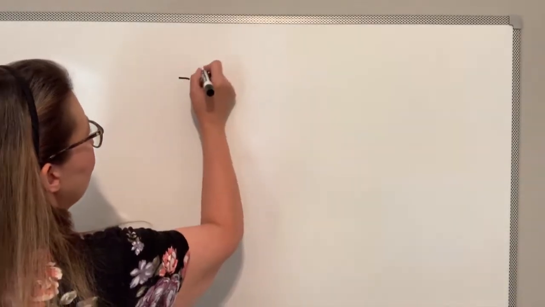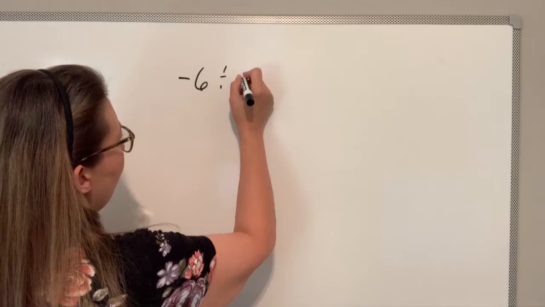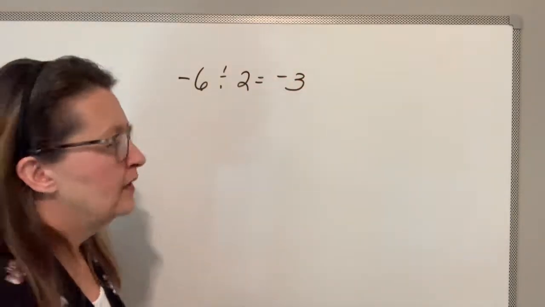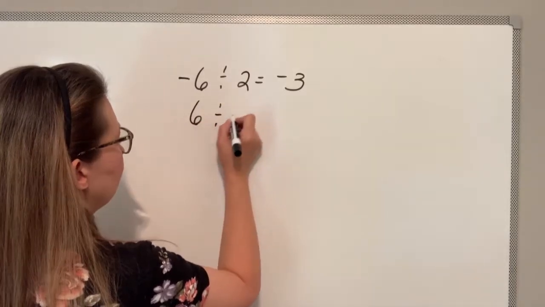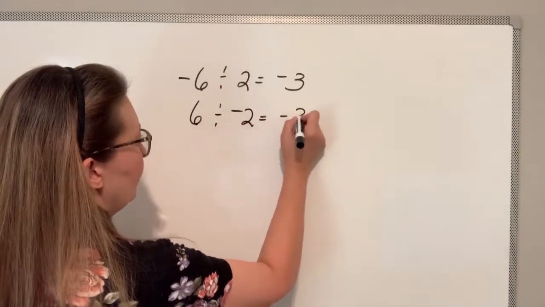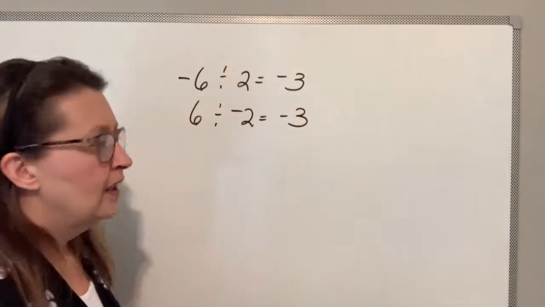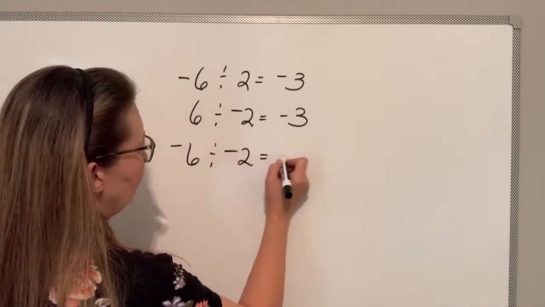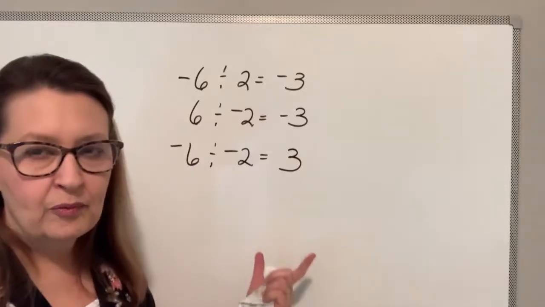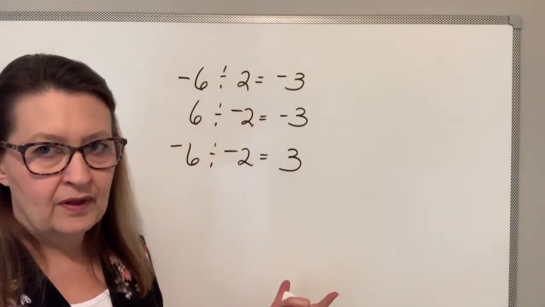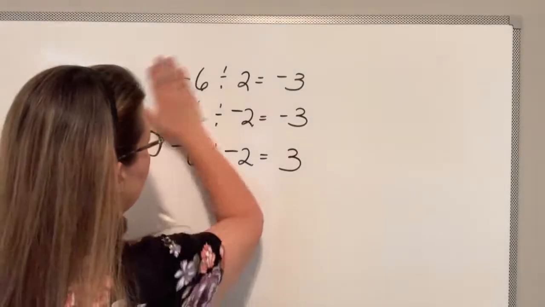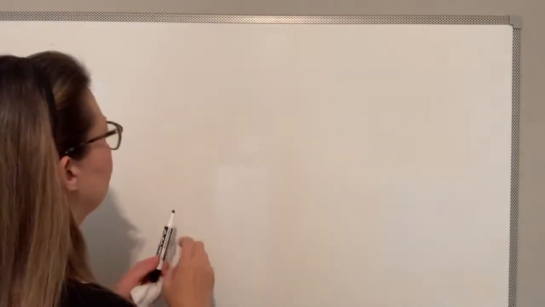If I have -6 divided by +2, that's -3. If I have +6 divided by -2, that's still -3. But if I get -6 divided by -2, then I wind up with a positive number. Okay? Now let's look at how this is affected in fractions.